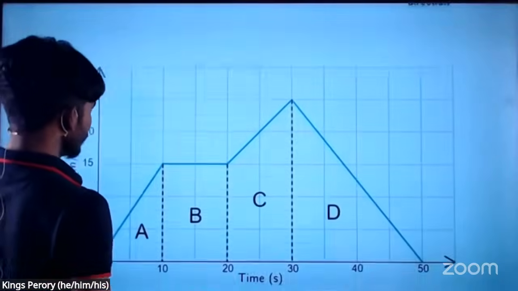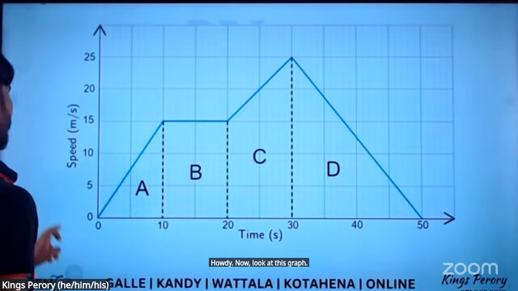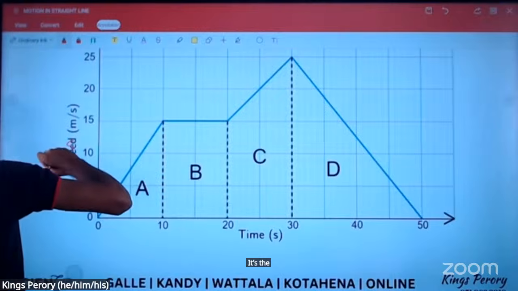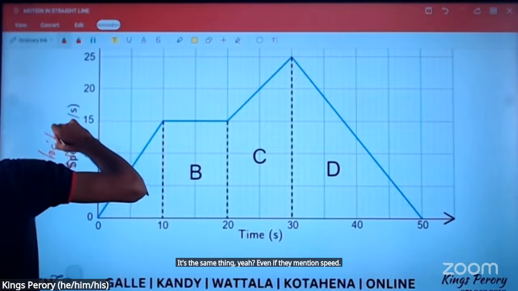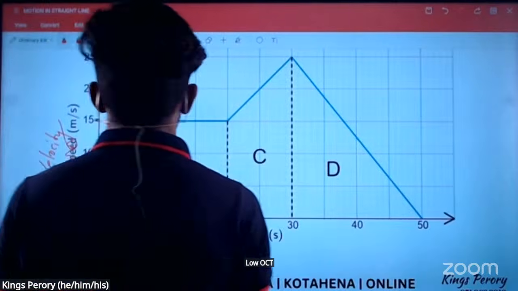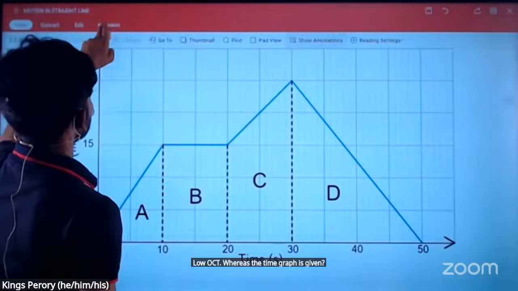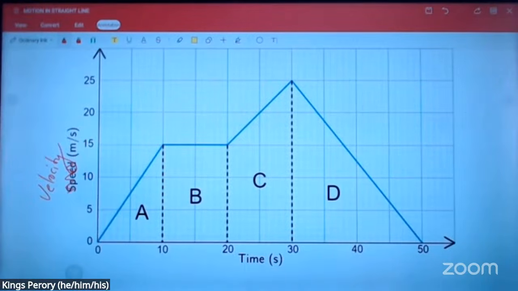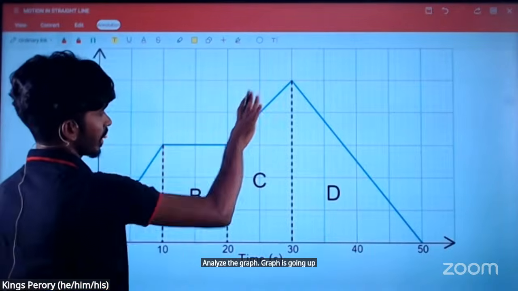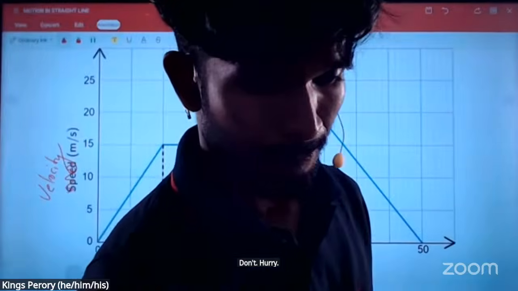Hurry. Now look at this graph. It's mentioned speed, it's velocity. It's the same thing. Even if they mention speed, it's the same thing they are talking about. Velocity. Velocity time graph is given. Analyze the graph. Graph is going up, flat line. Graph is going up, down. Hurry. Work with me.